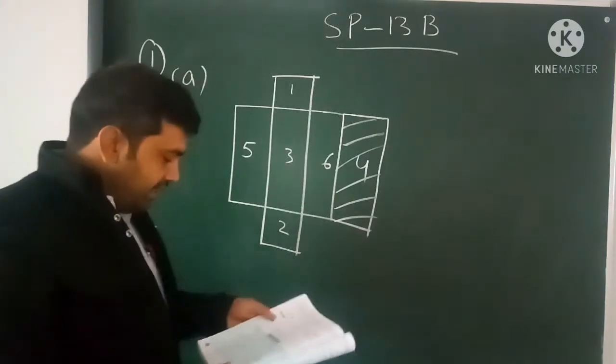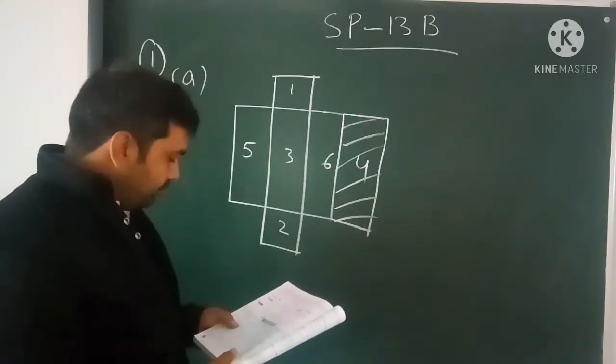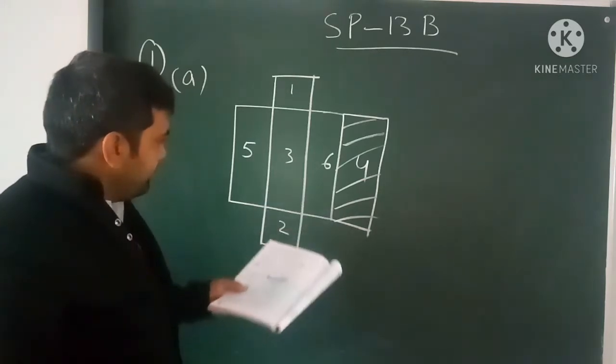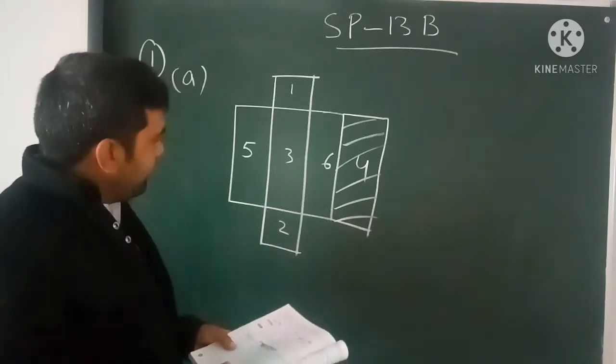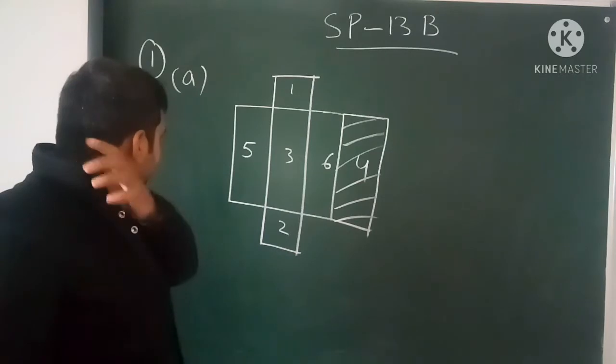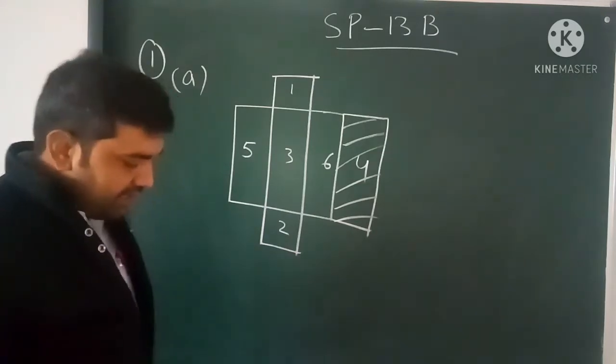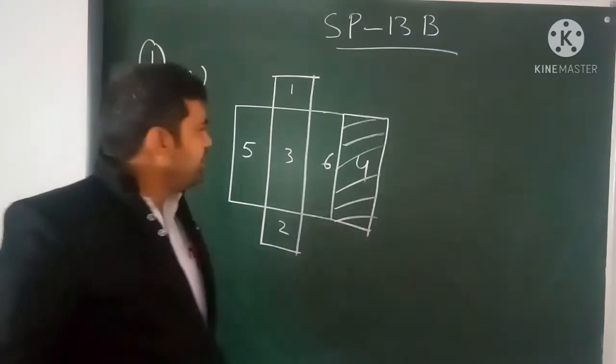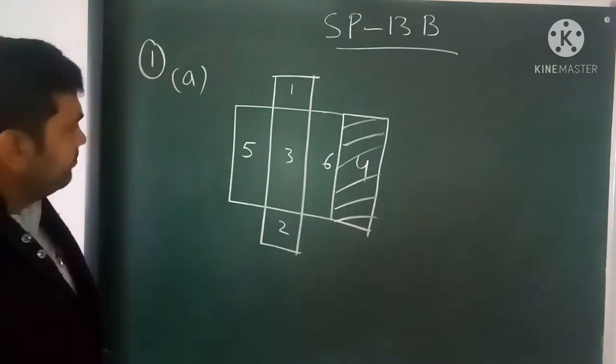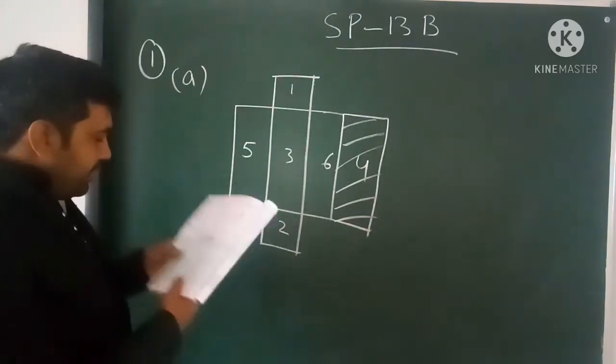Okay. So this is a rectangular prism. This rectangular prism is given, and it has 6 faces. Rectangular prism figure is just similar to cuboid. Next you have B.